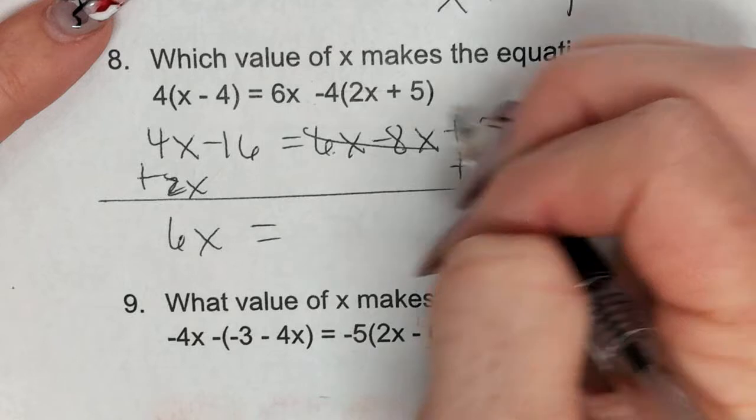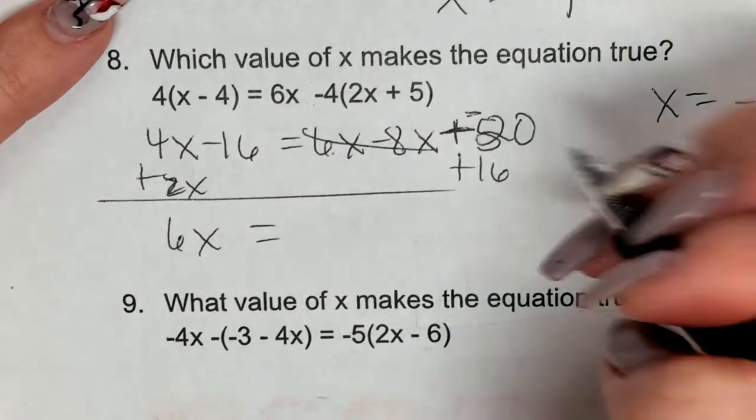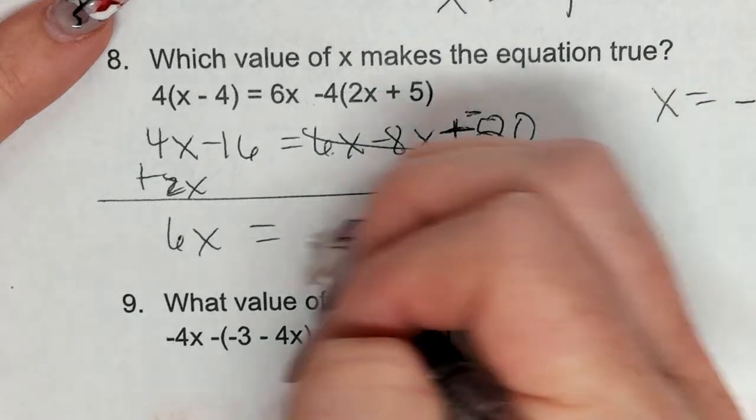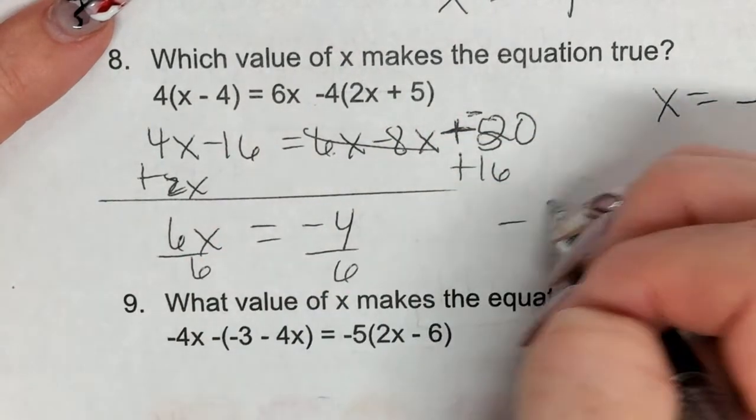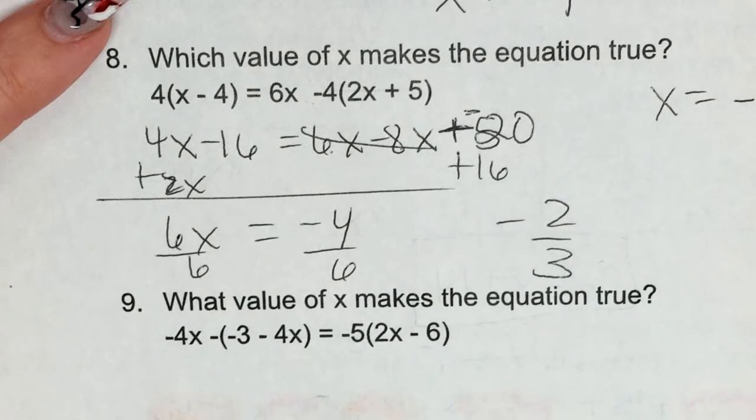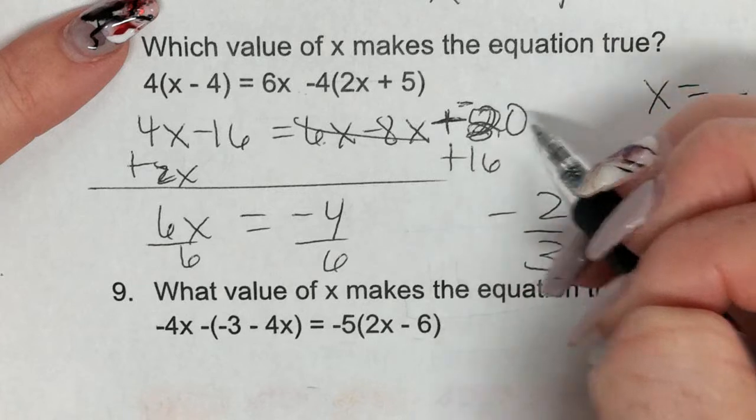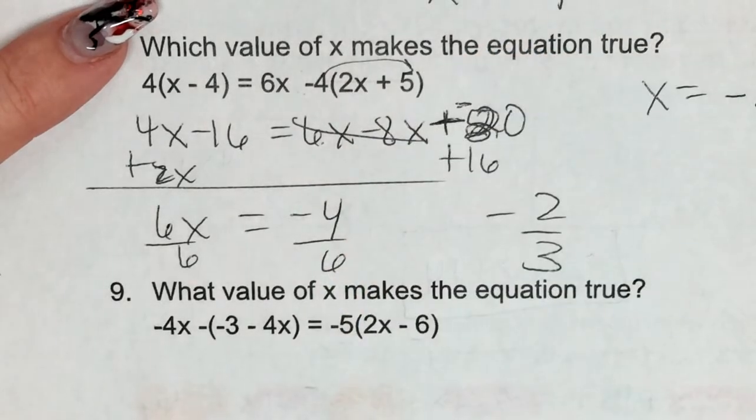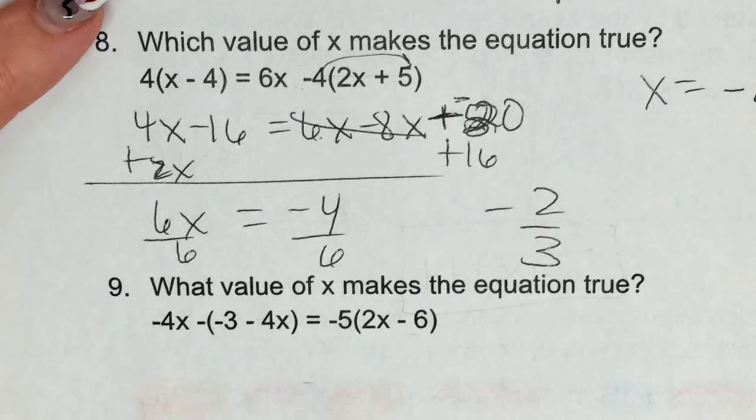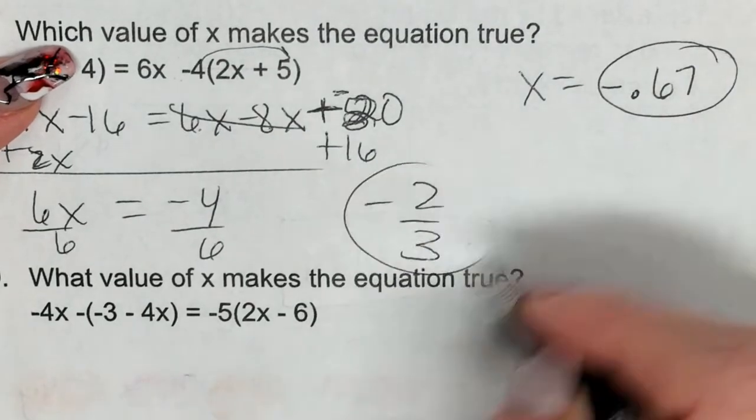Here we go. I knew something was wrong. That should have been a negative 20. There we go. And then I get a negative 4, divide by 6, and I get negative 2/3. Is that the same answer? Yes. So do y'all see where I messed up in the beginning? I didn't distribute the negative 4 to the 5 because I was trying to go too fast. So both of these answers are correct.